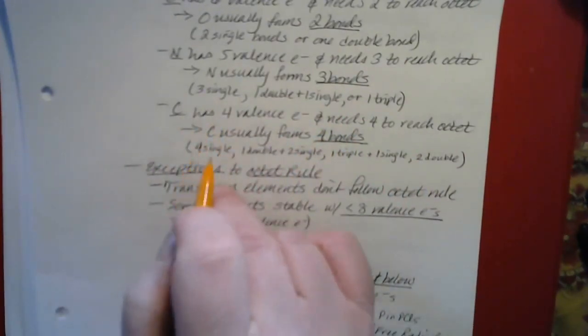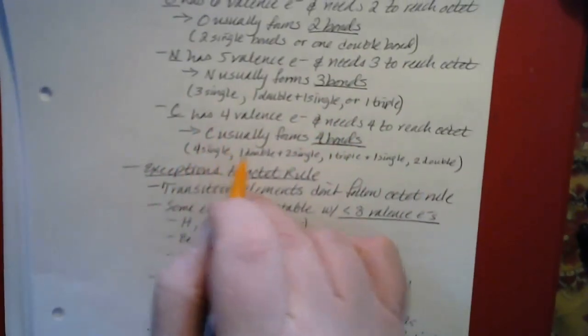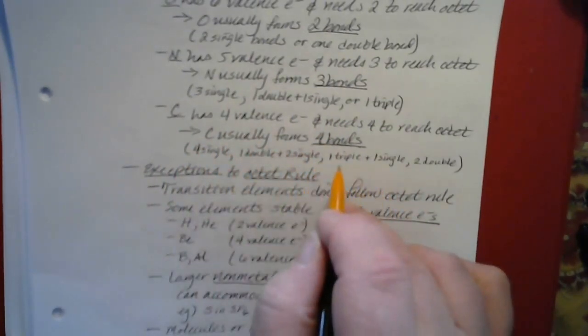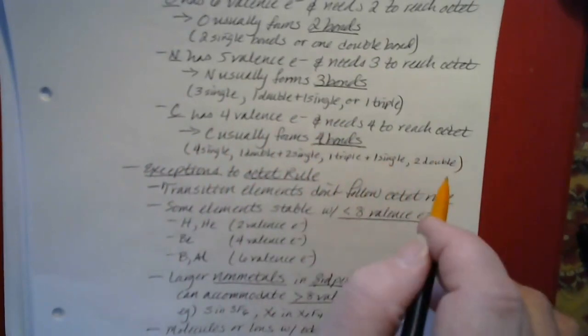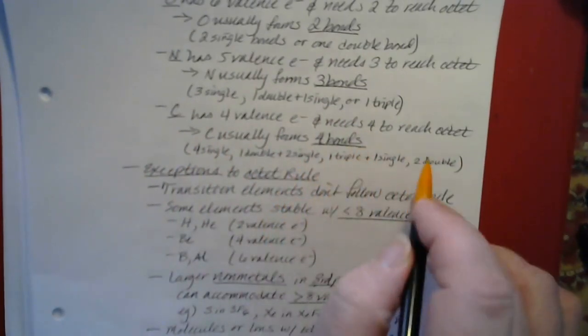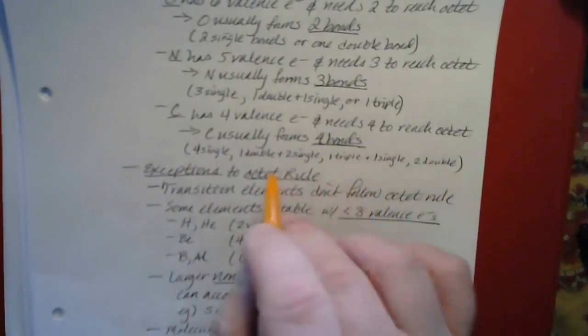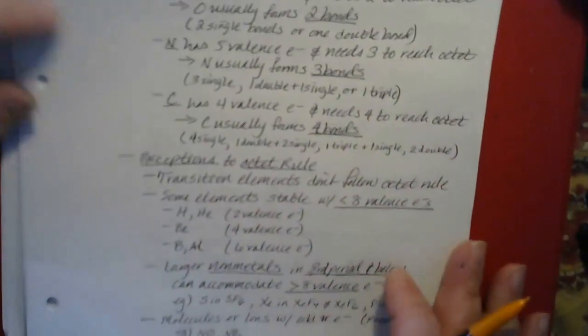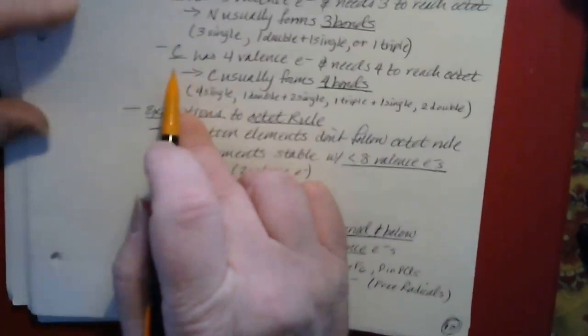Those 4 bonds could take the form of 4 single bonds, or say 1 double and 2 singles, or 1 single and 2 doubles, or 1 triple and 1 single, or 2 doubles. Anyway, the total number of bonds has to add up to 4 for carbon, and other things in those same groups.